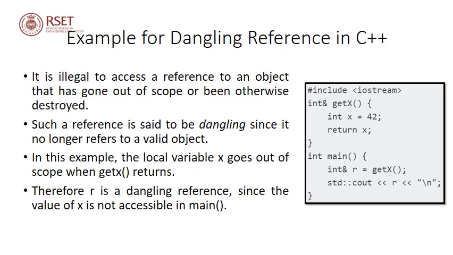That is a reference to the local variable x within getX. We know that x will go out of scope when the function returns. x is active only within the function getX since it's a local variable declared within getX. In a dangling reference, it is illegal to access a reference to an object that has gone out of scope or been otherwise destroyed. Such a reference is said to be dangling since it no longer refers to a valid object. In this example, the local variable x goes out of scope when the function getX returns. Therefore, r is a dangling reference since the value of x is not accessible in main.